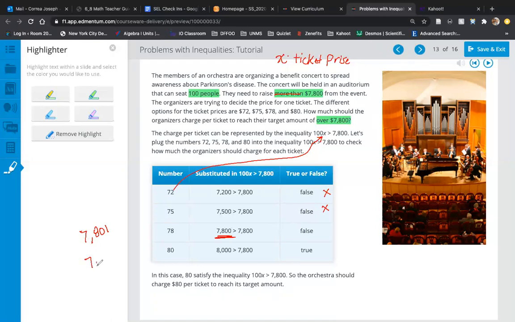Or maybe it would even work if we had something like $7,800.01, because they need to have more than 7,800. So if they make exactly that amount, it's not enough. So the first case that works is if they charge $80 per ticket, that gets them to something that is in fact larger than $7,800, right?